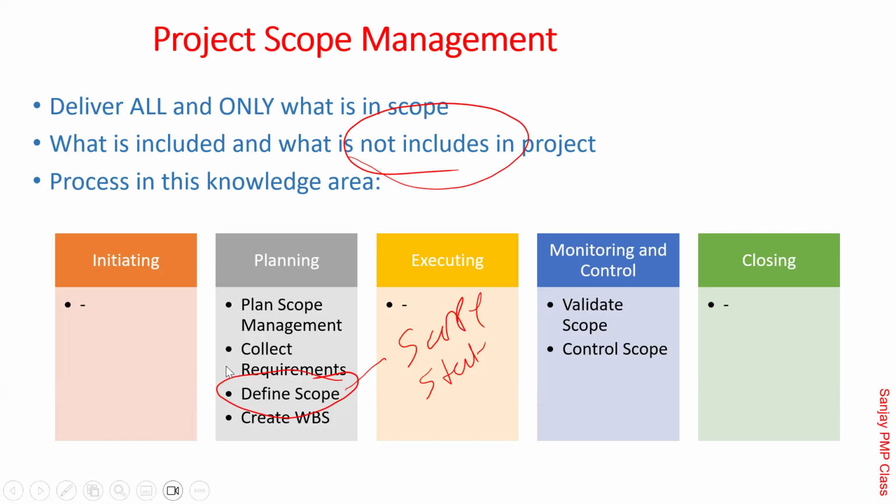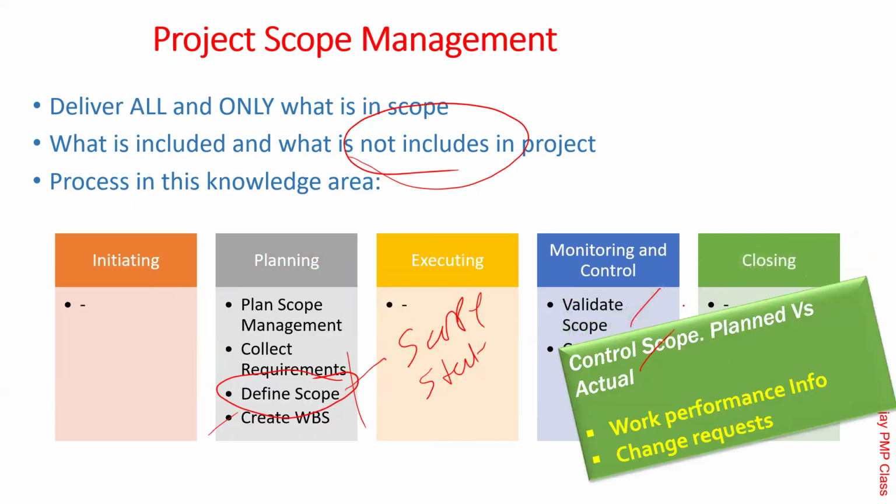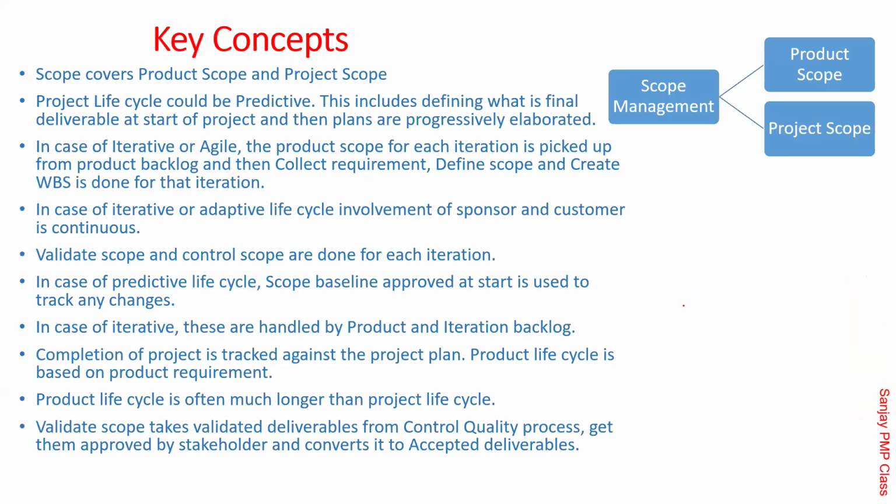So plan scope management, collect requirements, we spoke about it. Create WBS, validate scope and control scope. These are the 5 processes. As usual, whenever a new chapter starts, the first slide is called the concept. First one, scope covers product scope and project scope. We spoke about it last Saturday.